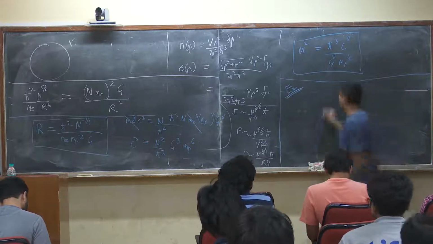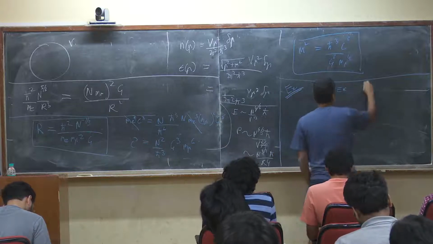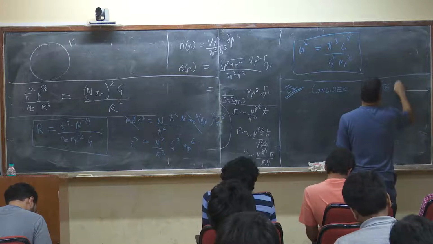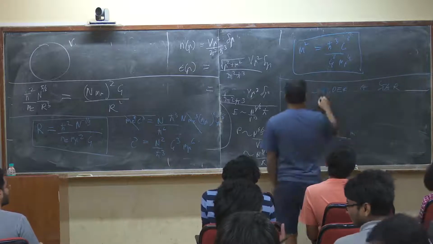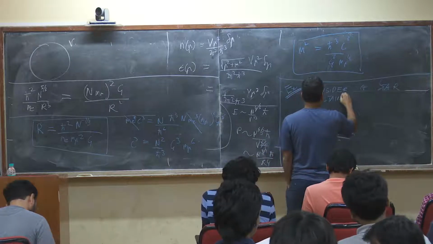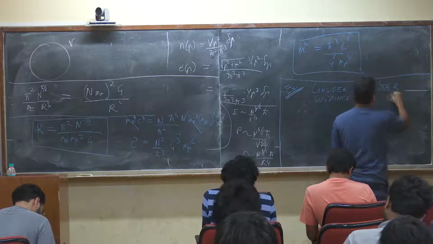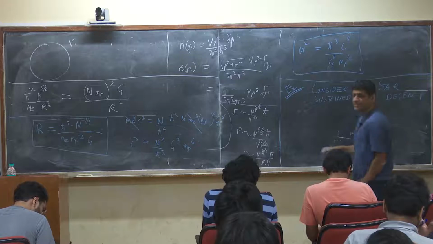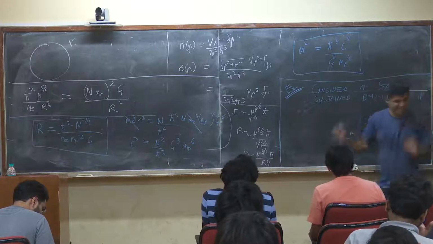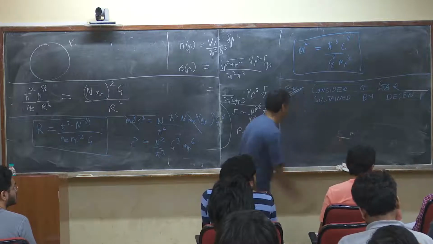Okay, consider a star sustained by degeneracy pressure. Let's look at a neutron star for simplicity. This is one kind of particle. So, in Newtonian gravity or Einstein gravity? No, full Einstein.